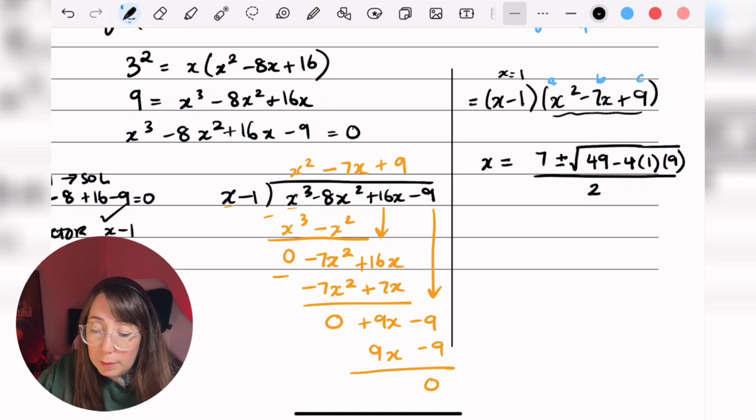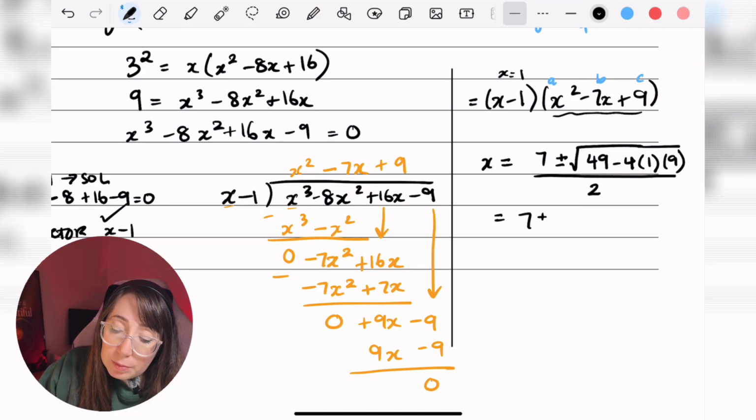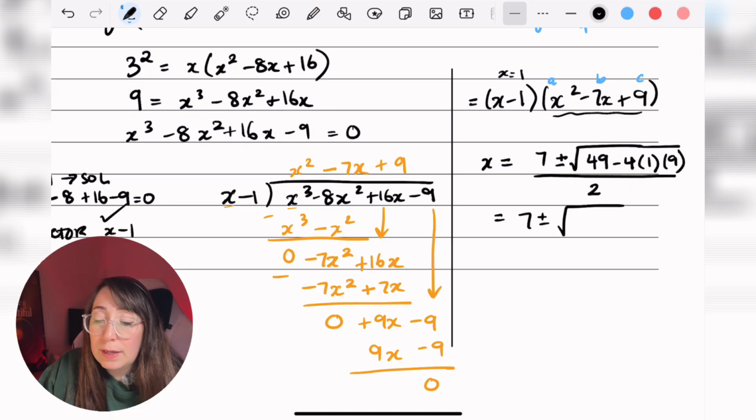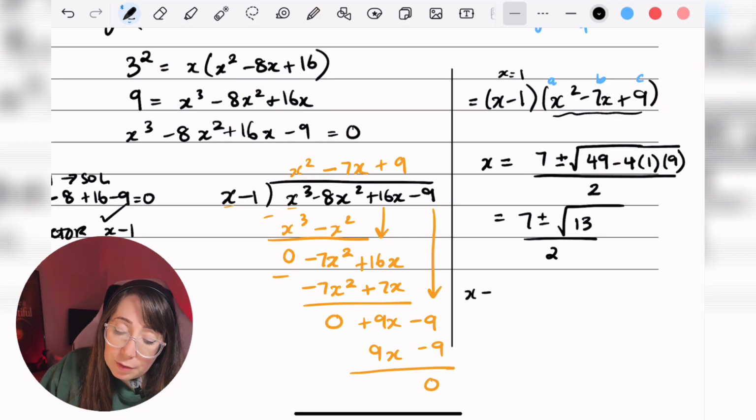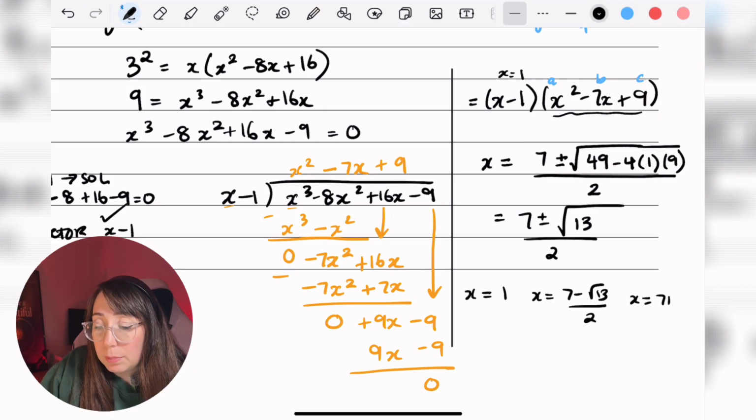So that'll just be 2 times 1, which is 2. Simplifying that out, we'll get 49 minus, and then 4 times 9 is 36. So that's going to be root 13 all on 2. And that's basically your solution. So our three solutions lined up in order will have 7 minus root 13 on 2 and 7 plus root 13 on 2.